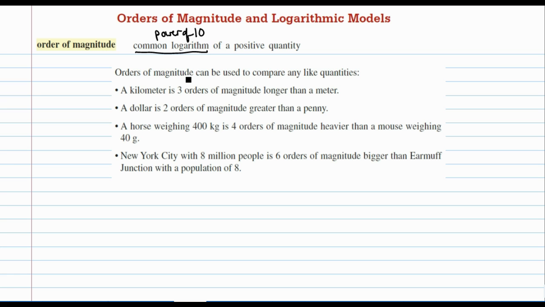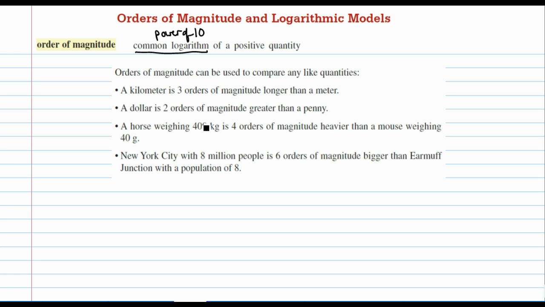For example, orders of magnitude can be used to compare any like quantities. So a kilometer is 3 orders of magnitude longer than a meter. So in other words, 1,000 meters is a kilometer. A kilometer is 1,000 times longer than a meter is. A dollar is 2 orders of magnitude greater than a penny. So a dollar is 100 times bigger than a penny, 10 to the second times bigger.